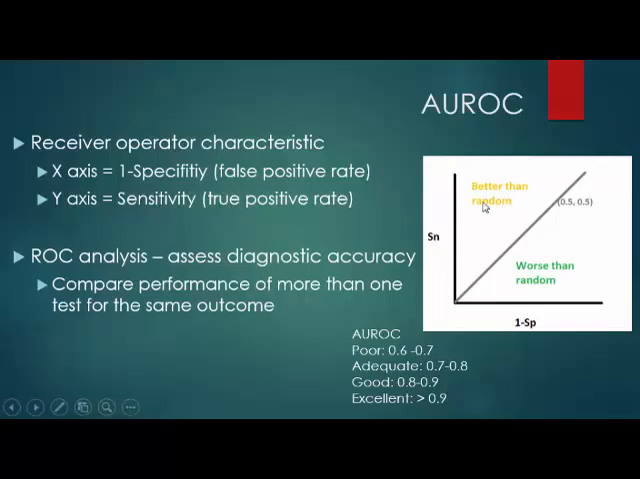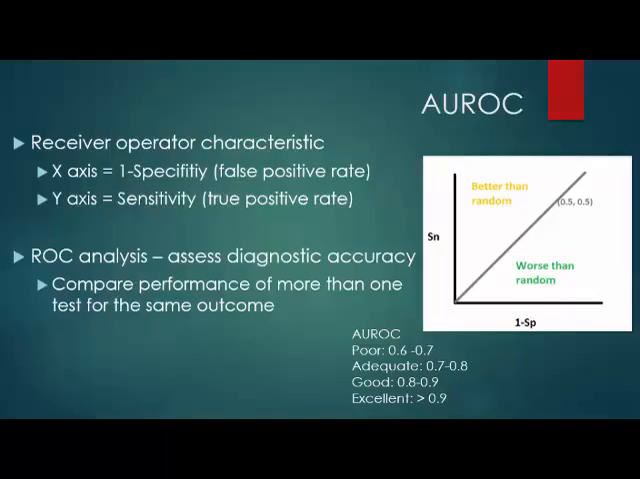I made this on Paint, which I haven't used since I was probably like 10. But you'll see your sensitivity on the y-axis, and this will be your rate of true positives. And then you plot that against 1 minus your specificity, which is the false positive rate.